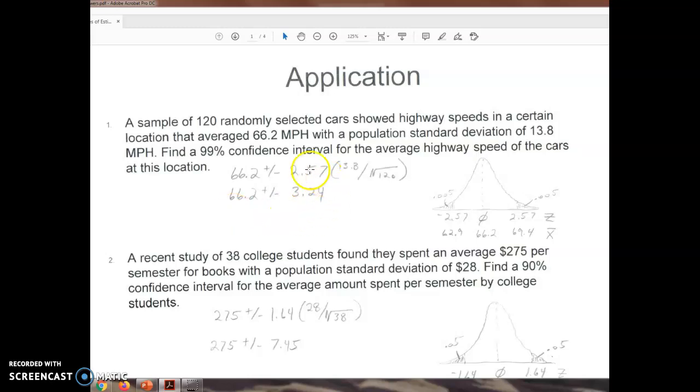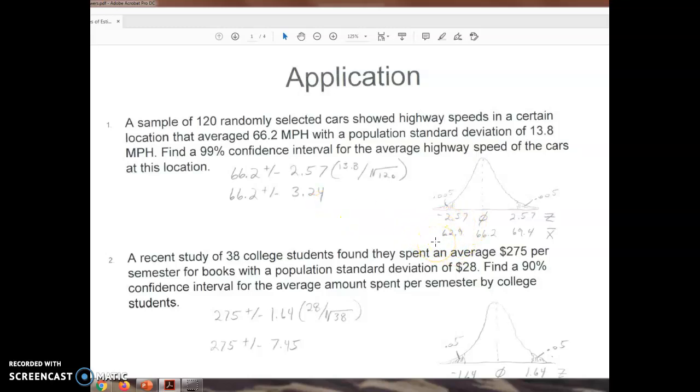You could leave it like this, that would be fine, but sometimes it's nice to see it in our diagram. Just as we have the upper confidence level for the z-score and the lower confidence level for the z-score, we could have the upper confidence level for our x bar and the lower confidence level for our x bar. 66.2 plus 3.24 would give us an upper confidence level of 69.4. And 66.2 minus 3.24 would give us a lower confidence level of 62.9.